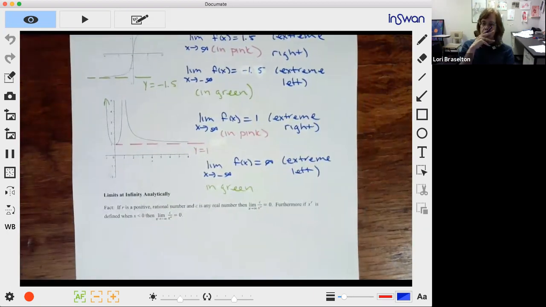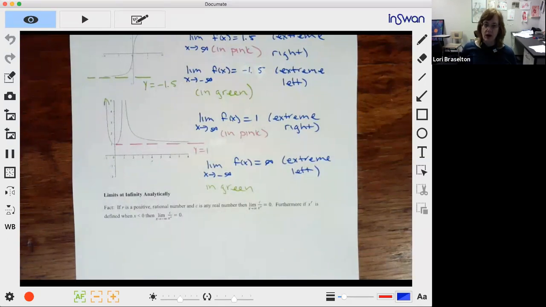So we've looked at limits at infinity. We've looked at them graphically, and we've looked at them by making charts. Graphs and charts are good ways to understand what's going on, but they're not good ways of finding perfect answers. To find perfect answers, we need an analytical format. So that's what we're doing here, finding something analytically. So we got a little fact here. It's going to allow us to do it analytically.